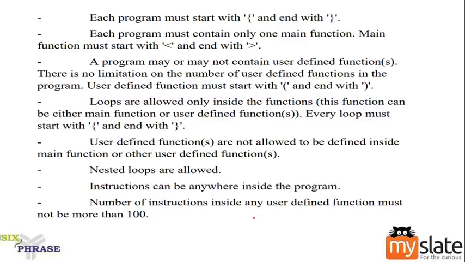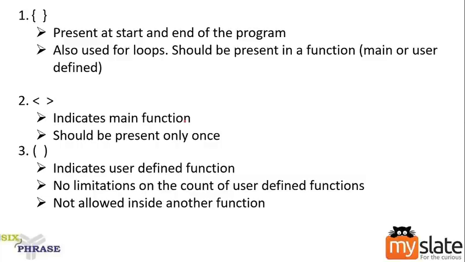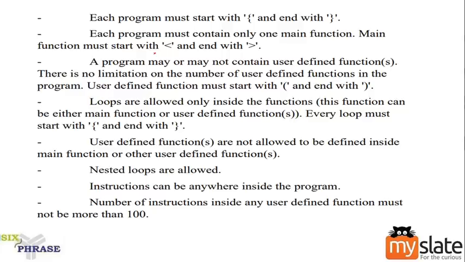Okay, next point. Nested loops are allowed. How are loops indicated? Loops are indicated with curly brackets. Now they are telling us loops can be nested. One loop can be placed within another loop. So nested loops are allowed. Okay. Next one.